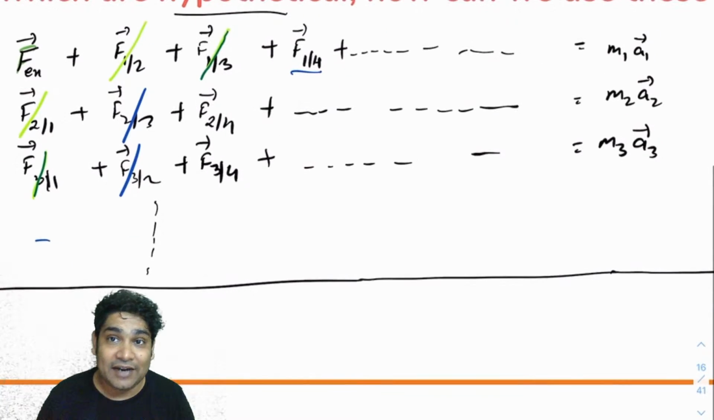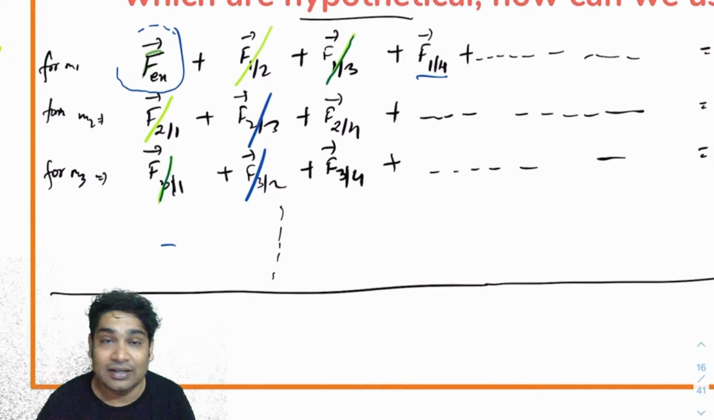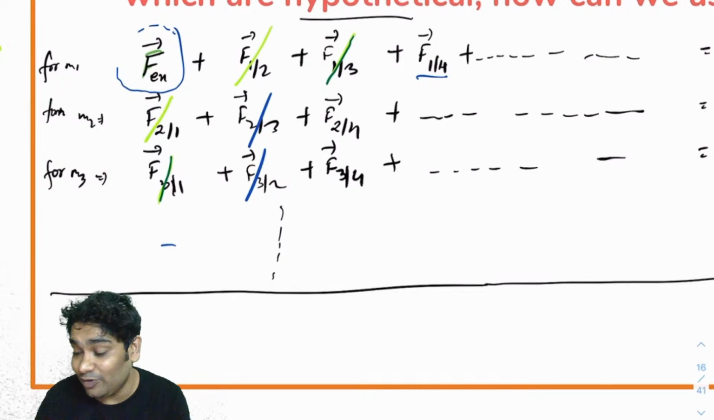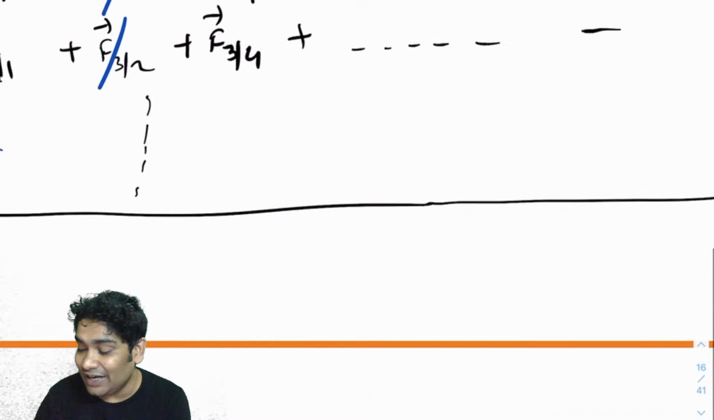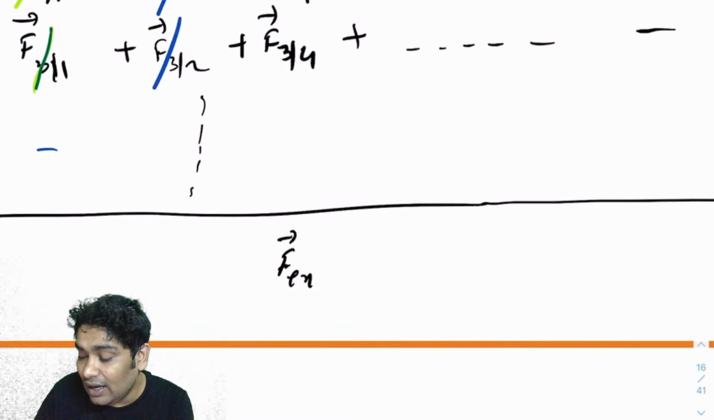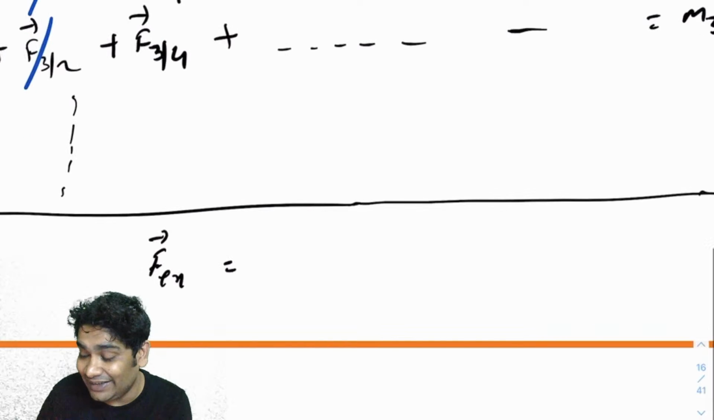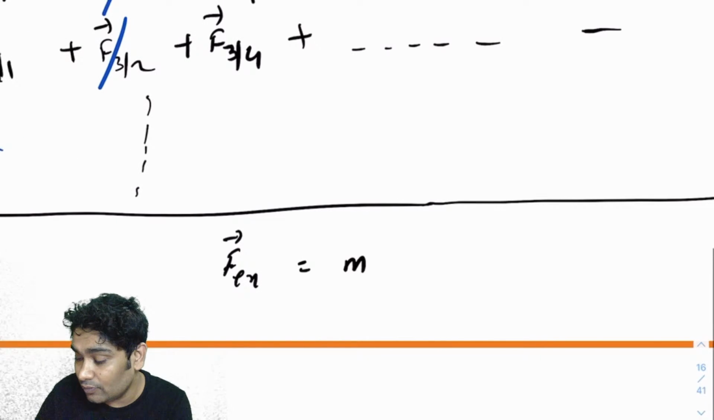On the left hand side of the equation, the only thing you will have left is the F external, because everything else, trust me, will cancel out. On this side you have, if there were more than one F, then summation F, otherwise F external. And on the other hand side, you will have M1A1 plus M2A2 plus M3A3.